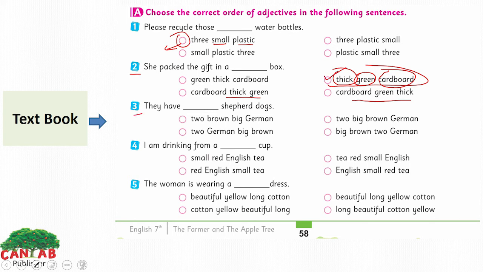The third one here: they have shepherd dogs. 2 brown big German, 2 big brown German, 2 German big brown, or big brown 2 German. Which one is the right option here? Yes, if you follow the order, 2 is a quantity or number, big is a size, brown is a color and German is an origin.